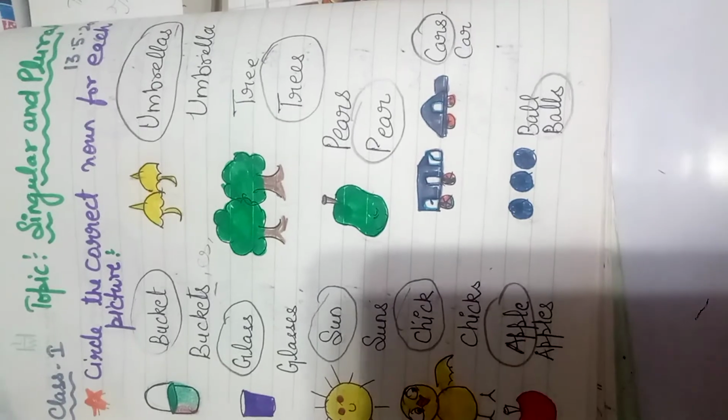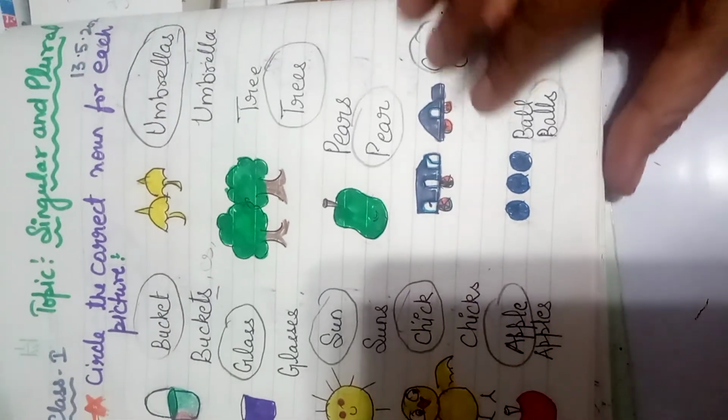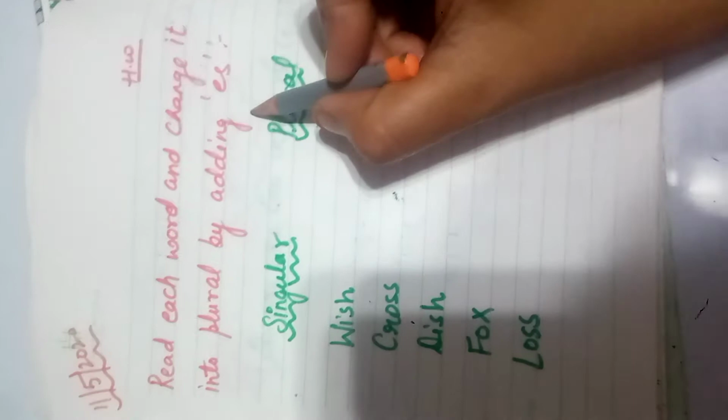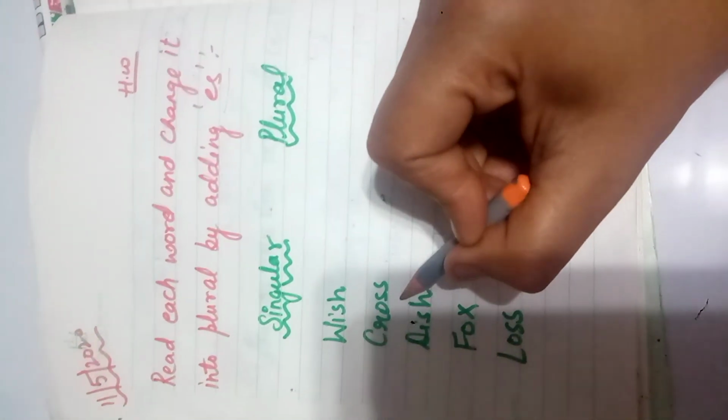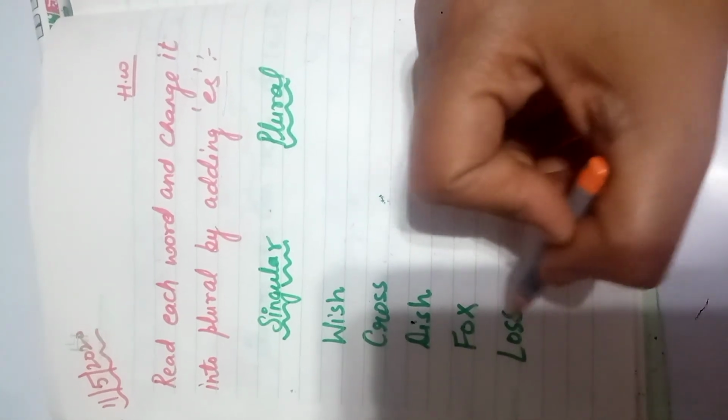Okay, students, I have one more activity worksheet for you. This is the worksheet. Read each word and change it into plural by adding es. You need to put es at the end of all these words: wish, cross, dish, fox, loss.